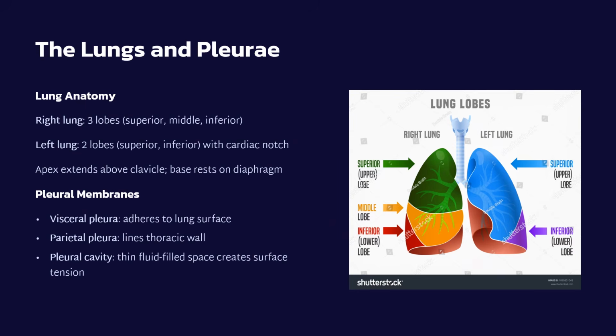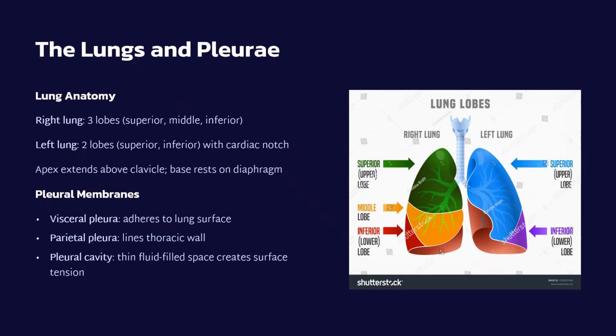Then next would be your lungs. So your right lung, here in the diagram, we have three lobes. We have the superior, middle, and your inferior lobe. While your left lung has only two lobes, your superior and your inferior, with your cardiac notch for your heart. So the apex of the lung extends above your clavicle and the base rests on the diaphragm.